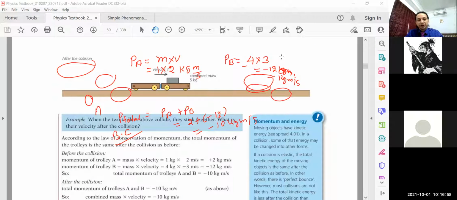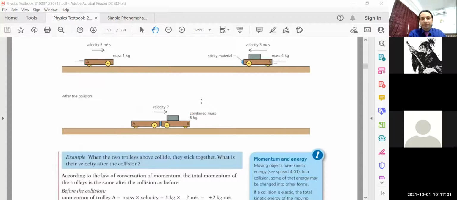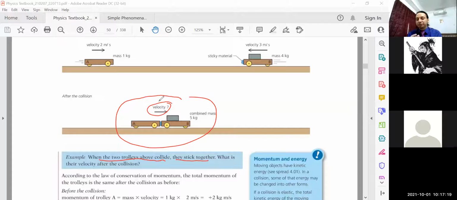I want to clear the screen, and then come to the second part here. What is given in the second part, and what we have to calculate: when the two trolleys collide, they stick together. What is their velocity after the collision? Velocity is not given. Just consider these examples. One object is coming from the left hand side, the other is coming from the right hand side. When they collide, they stick together and move as a single body, either to the right or to the left. We will find out. We have to find the velocity of the combined system.